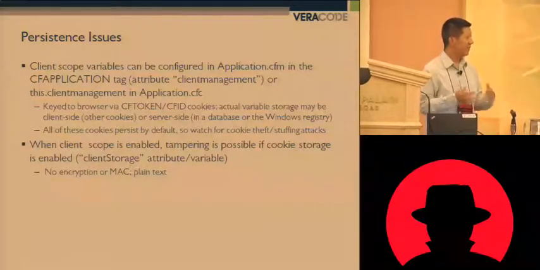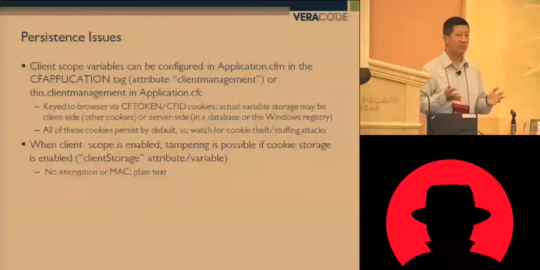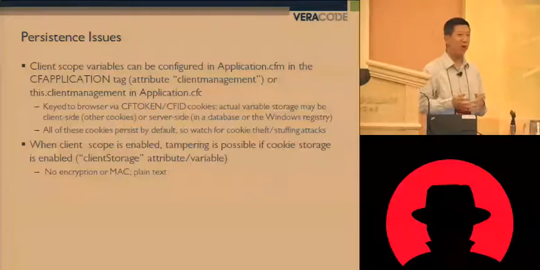The cookie that's used for the client scope variables is not encrypted in any way. There's no MAC, there's no HMAC. Everything is in plain text. It's delimited by, I forget, but there's basically a name-value pair with delimiters, and it can be manipulated in whatever way you want.